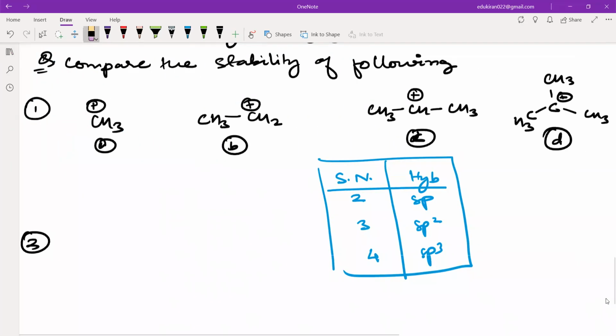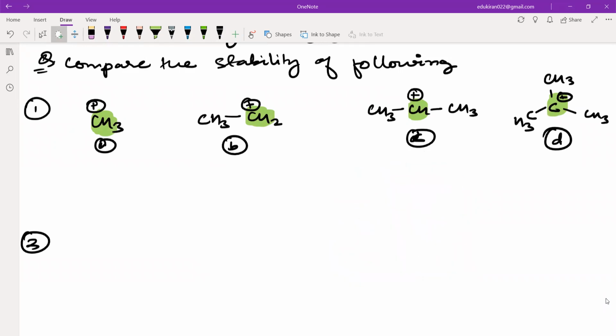So you can see that this is also sp2. All of these carbons are sp2 carbons because they have 3 bonds. Now, another thing you have to remember while comparing stabilities: you don't have to compare what is common. C positive is common in each case, but you have 3 different groups attached to it. In this, hydrogen is only attached. In this, we have CH3. In this, we have 2 CH3 groups, and in this, 3 CH3 groups.